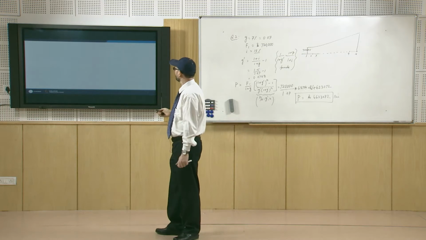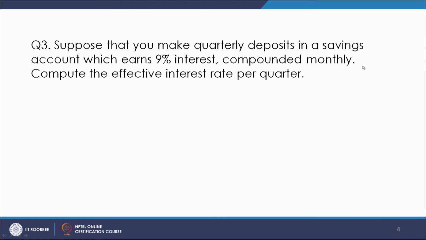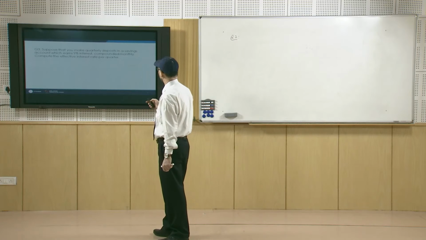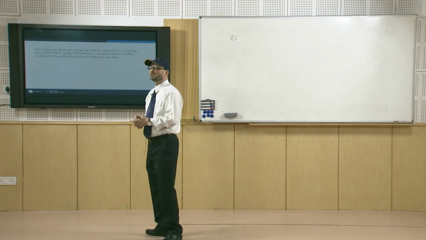Next will be a problem based on the effective interest. Already we have solved a few problems. Now, in this case we are required to calculate the effective interest rate. So, in this question, suppose that you make quarterly deposits in a savings account which earns 9% interest compounded monthly. Compute the effective interest rate per quarter. Now, how much will be the answer to this question?